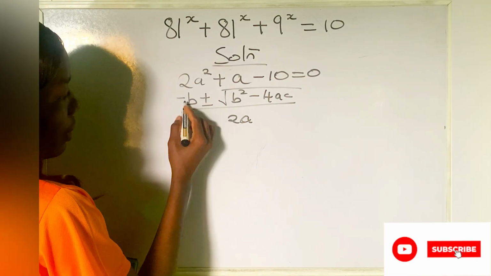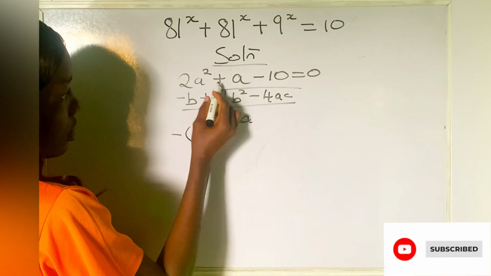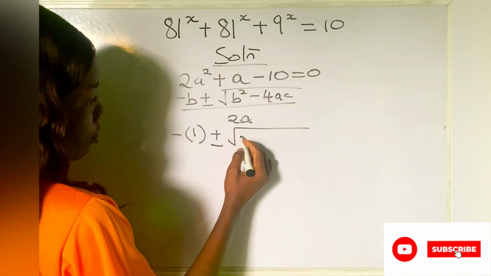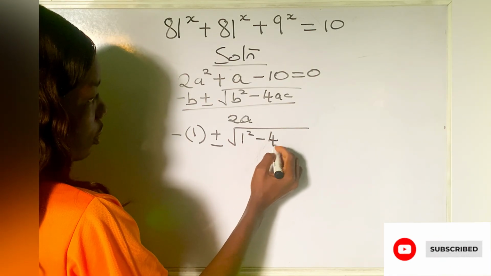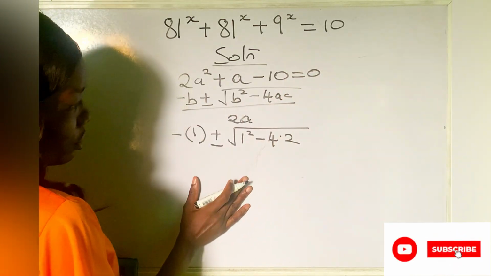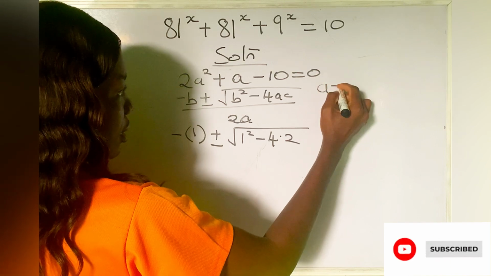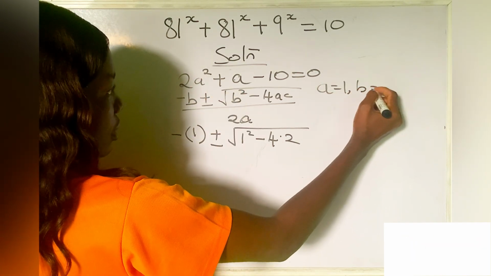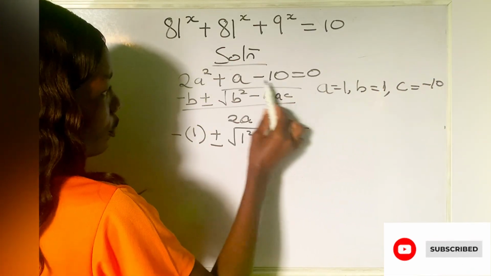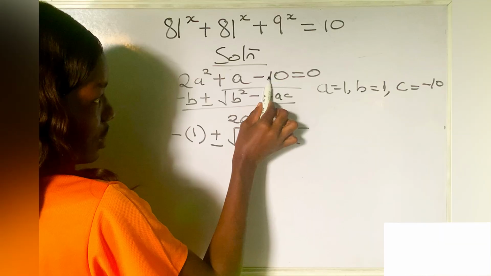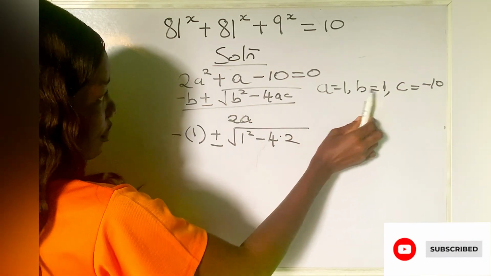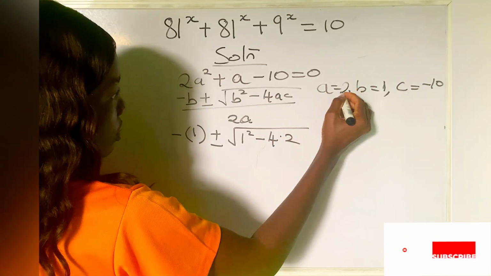So our minus b, our b is what? 1, right? Plus or minus root. I'll say that our b is 1 squared minus 4, and our a is 2. So before I continue doing this, let me just bring out something. Our a here is 2, and our b is 1, right? And our c is minus 10. So we're looking for the coefficient. This is a constant, so it doesn't have a coefficient. The coefficient of a here is 1. The coefficient of a squared here is 2, and we have our a to be 2. Sorry, this should be 2, right?